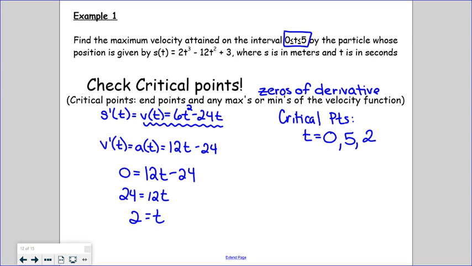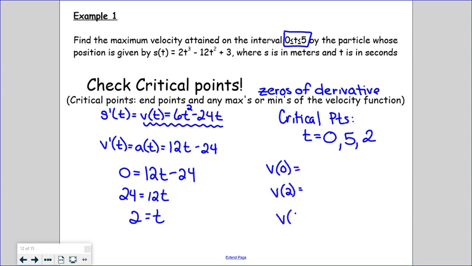Okay? And now I just have to go to the function that they're asking me to do the max or min of, in this case the maximum, velocity function. And we just check what we get when we plug those into that function. So I'm testing out 0, 5, and 2 in my velocity function.